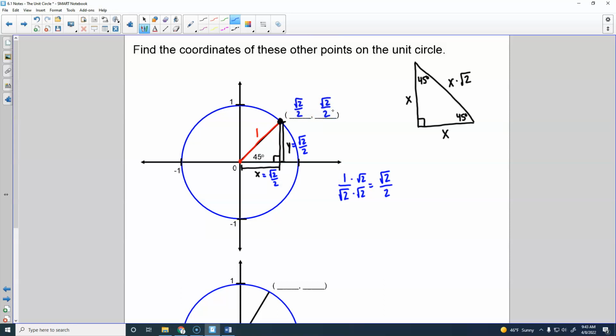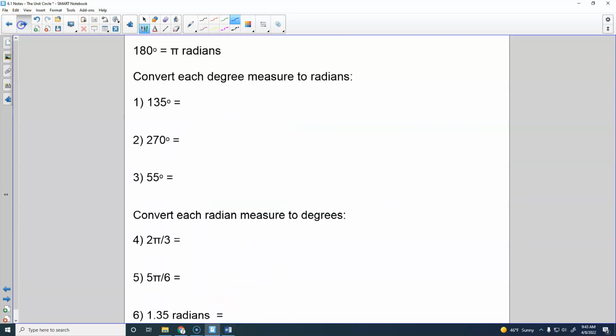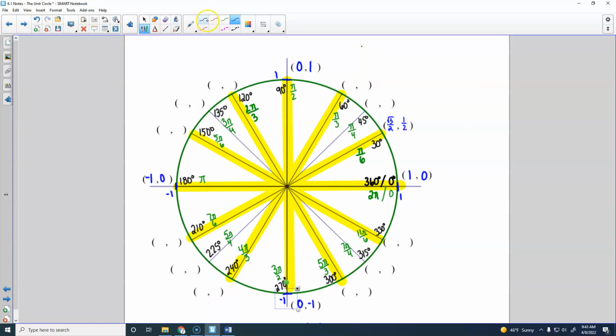So that is for 45 degrees. So let's go over to our unit circle and let's add that in. So we got square root of 2 over 2 and square root of 2 over 2. Okay, we're really almost done, even though it seems like there's a lot to go.